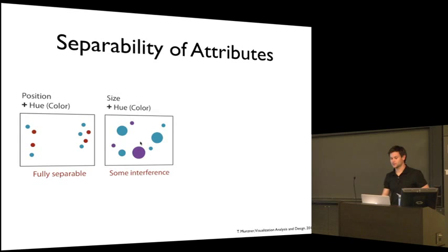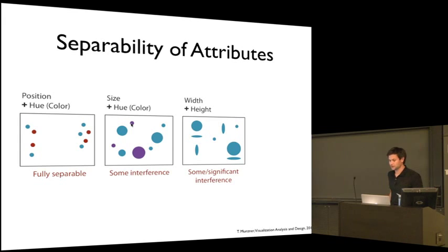If we use size and hue and we mix them, then this already influences the other attribute, because smaller dots that have a color make it more difficult for us to interpret them. These bigger dots are visually more salient, and the smaller dots actually make it harder for us to interpret color. So they're not separable anymore.